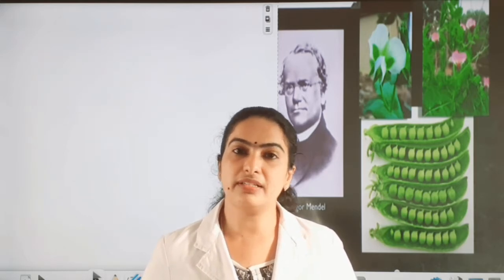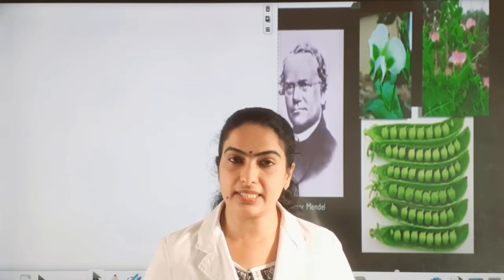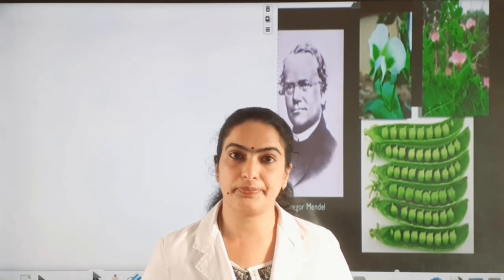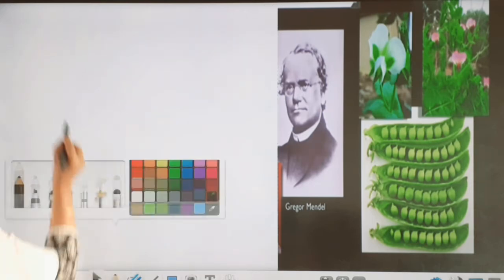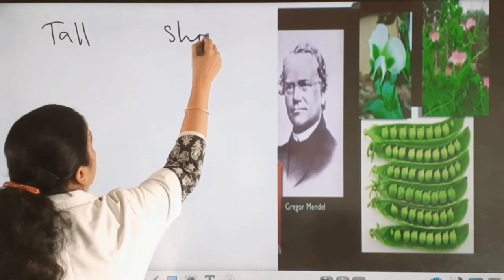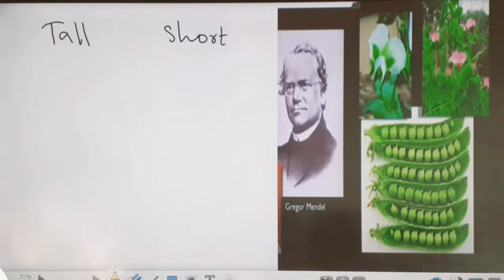In his experiment, Mendel selected one tall plant and a short plant. That means height was considered as the single character. So he selected one tall plant and a short plant, one male and the other female. And this is the parental character.